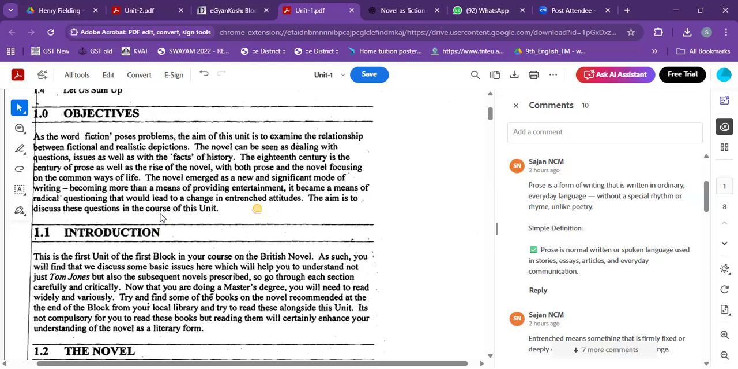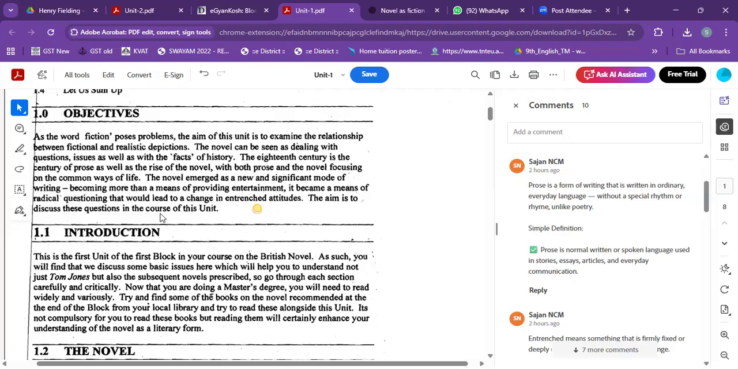Objectives. As the word fiction carries problems, the aim of this unit is to examine the relationship between fictional and realistic depiction. Some of the things you may not understand right now, but do not stop learning because of that. Even though you're not understanding everything, continue to learn whatever you can. That should be your attitude. Since you didn't come from a literature background, you may not understand everything. Whatever you're not able to understand, just leave it. Eventually, you will be able to understand.